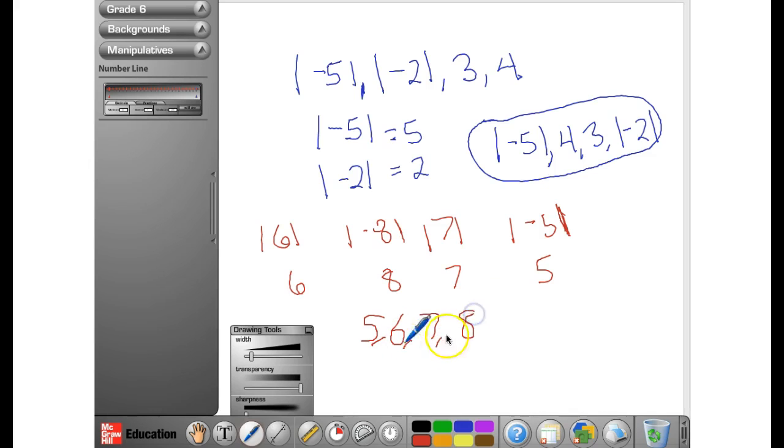So here they are from least to greatest, but I'm going to go ahead and put back those absolute value brackets because that's what we started out with, and they were equal to the positive integers that I had up here already.